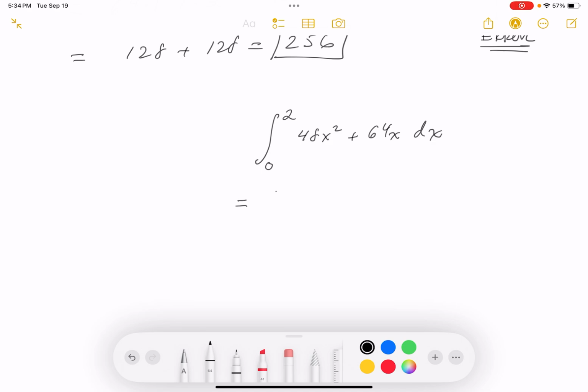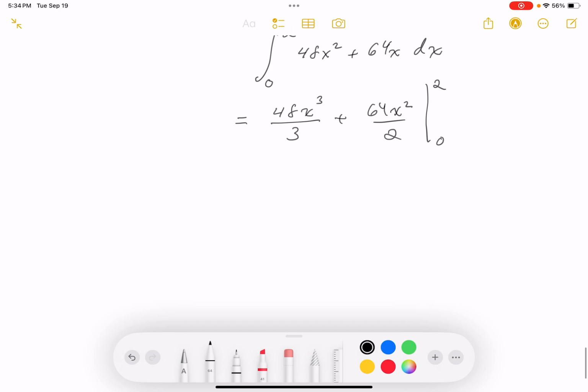So let's write this down. So it's going to be 48x cubed over 3 plus 64x squared over 2. Limit of integration is going to be from 0 to 2. I'm going to go through the arithmetic. You know, 3 goes into 48 16 times. 2 cubed is 8. Plus 2 goes into 64 32 times. And 2 squared is going to be 4. Minus the lower limit, 0 plus 0.